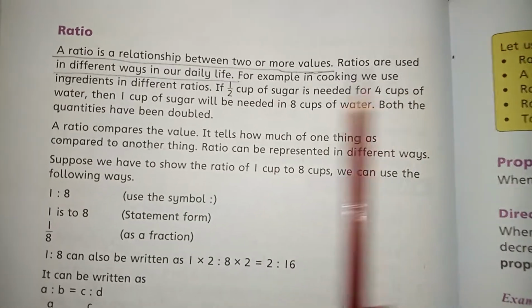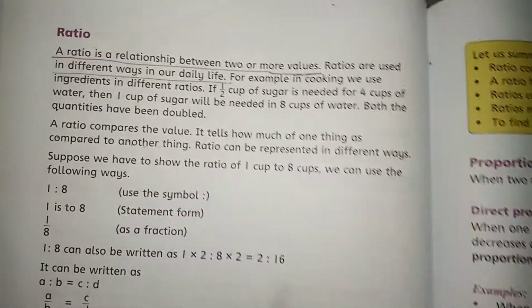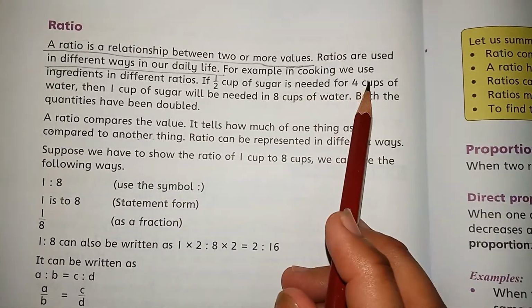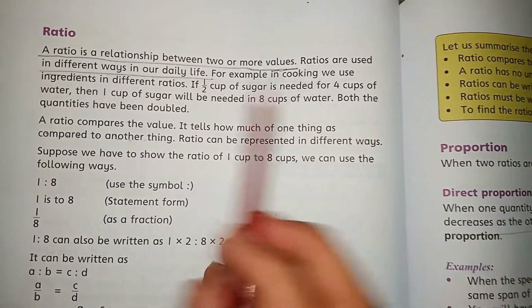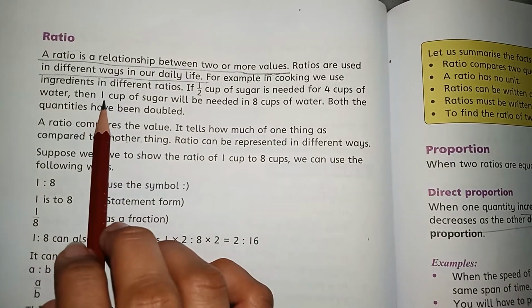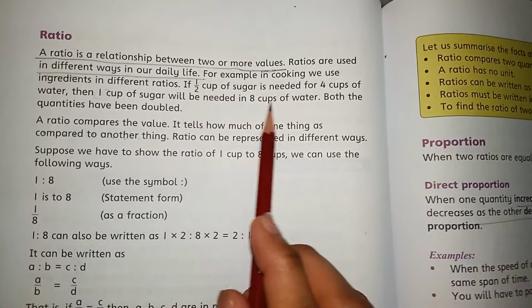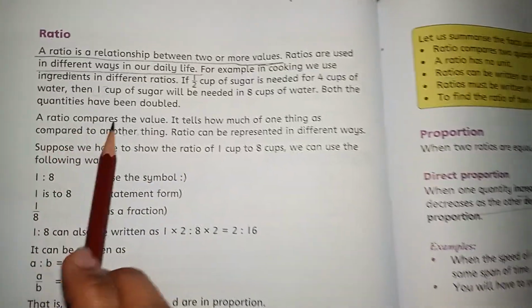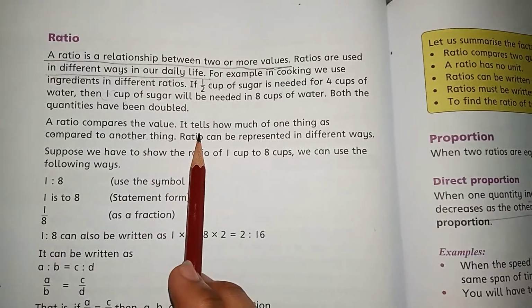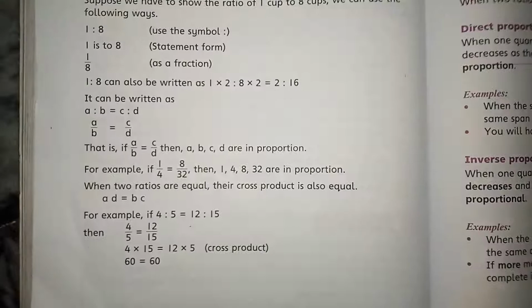Ratios are used in different ways in our daily life. For example, while cooking, we use ingredients in different ratios. For half a cup of sugar, we need 4 cups of water, and if we want to add 1 full cup of sugar, obviously we will need 8 cups of water. So both quantities have been doubled. So a ratio compares values. It tells how much one thing is as compared to another thing.